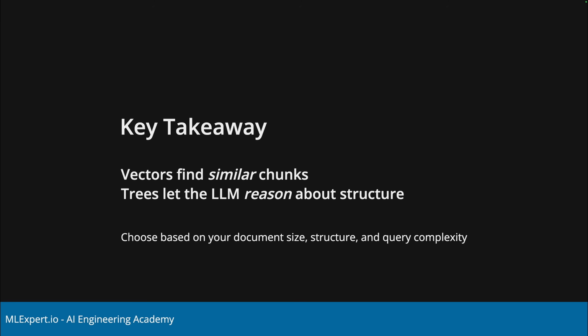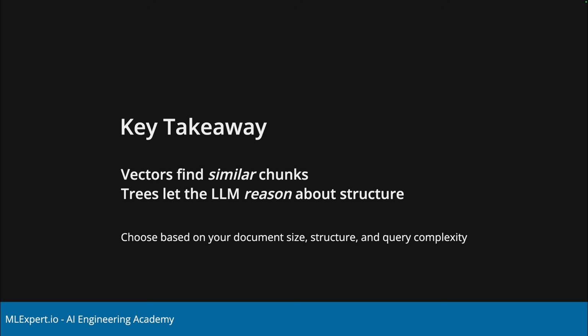So the key takeaway here is that vectors are finding similar chunks, while the tree index that we're building can allow the LLM to reason about the structure of the document.